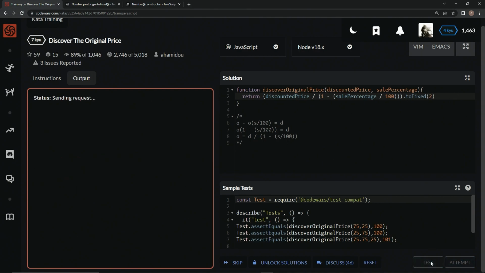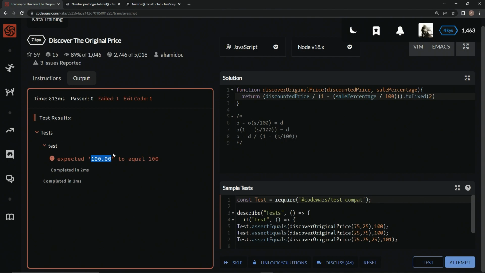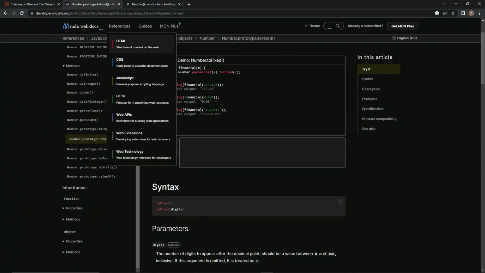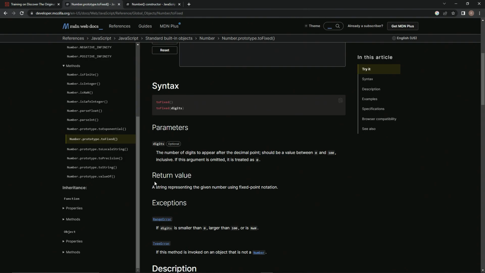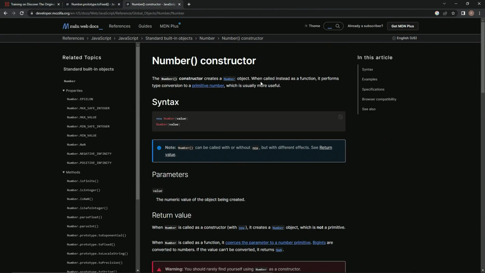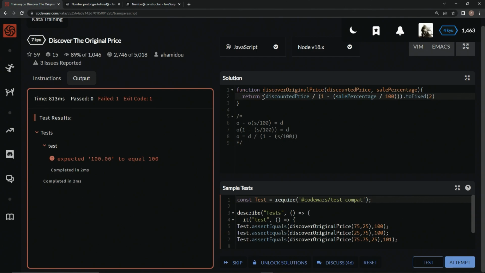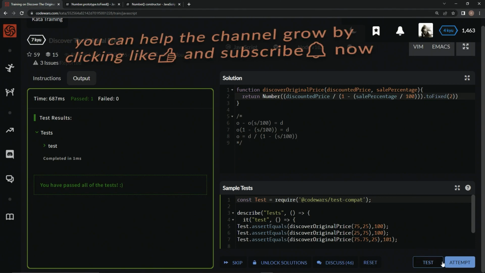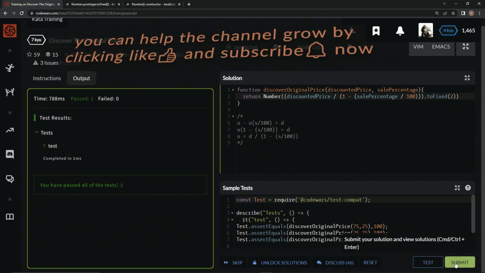Now let's test it out. Now it's a string, right? Because if you go down here, the return value is a string representing the given number using fixed point notation. So we're going to use this number constructor, which when called as a function, performs type conversion to a primitive number, which is usually more useful. So we're going to wrap this thing up one more time in parentheses, and then say Number in front of it. Test it out. Looks good. Attempt it. Looks good. Submit it.